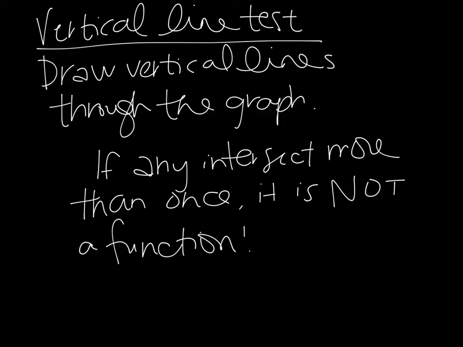Okay, so the vertical line test pretty much says draw vertical lines through the graph. If any intersect more than once, it is not a function, because that tells me that an input goes to two outputs if it intersects more than once. And that's not a function. They're two-timing. Bad.